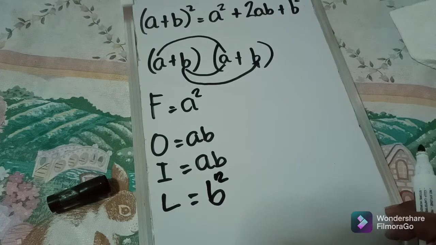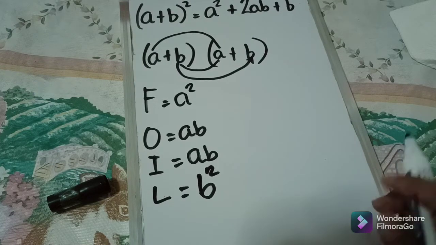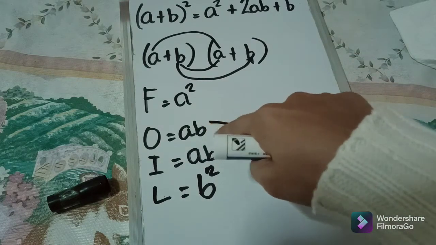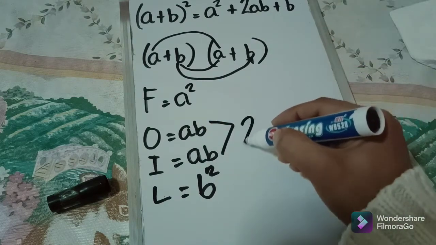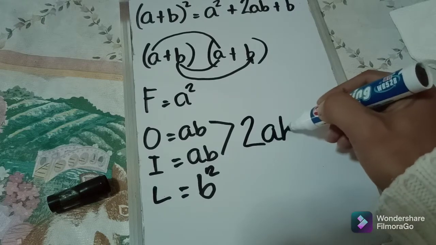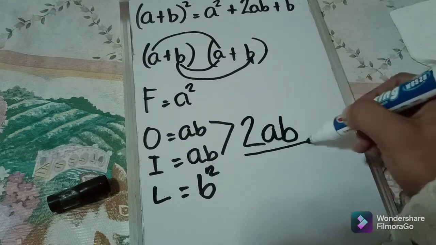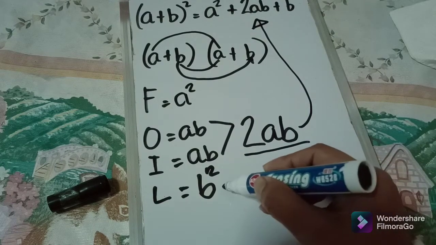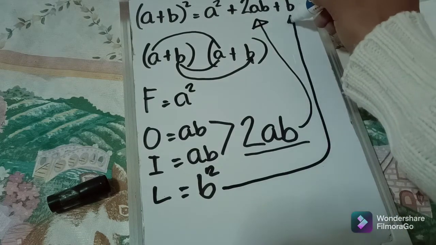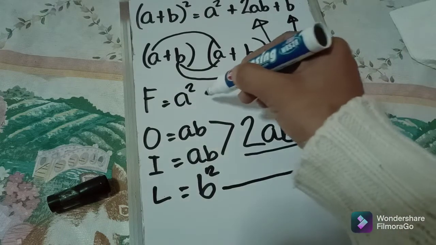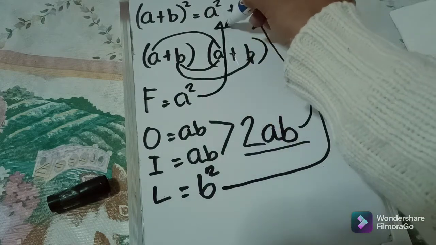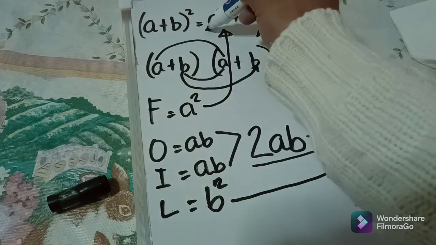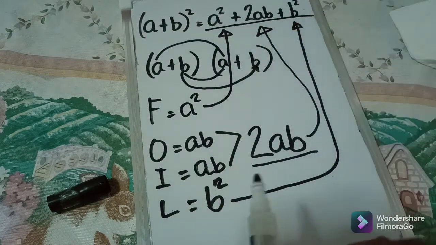Now we have to add the like terms. ab plus ab is two ab. So that is how we got this formula: a squared plus 2ab plus b squared. This is the one we will follow.